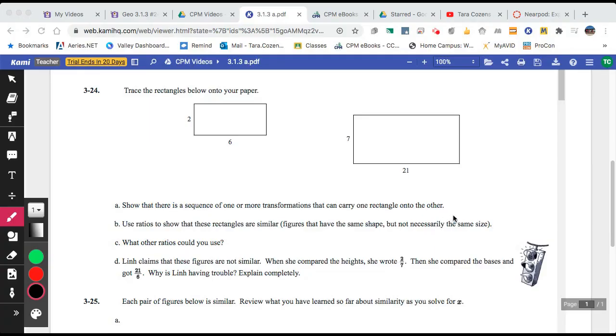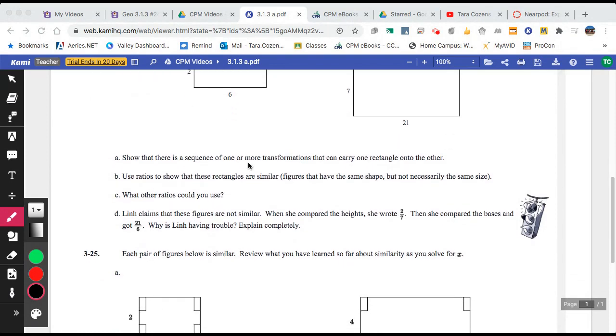All right, for letter A, you could have put a couple different answers that might have been correct. Just make sure that you do have a dilation in there to show that the smaller rectangle had to get bigger to match up with the larger rectangle. So you could have said something like the smaller rectangle translated to the right, translated down, and then dilated, something like that. Let's move on to B, and I'm going to have you do B and C together.